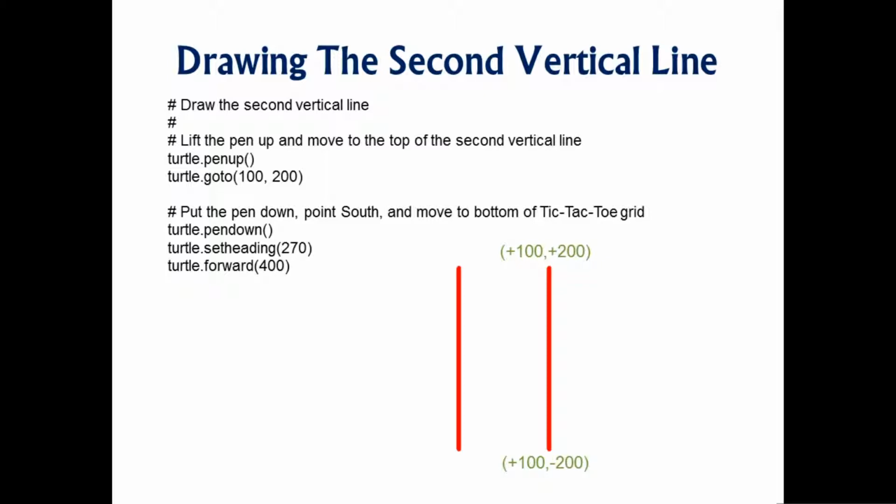All right. Now we want to draw the second vertical line. Hey, we got the first one down. Second one can't be that hard, right? So what do we do? Draw the second vertical line. Lift the pen up, right? Because otherwise we're going to have this whole big old smear line, right? We don't want this smear line. So we lift the pen up.